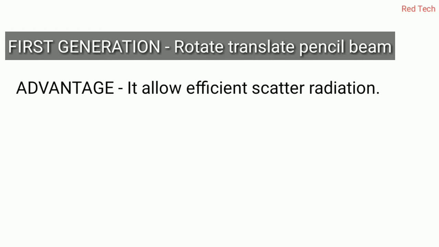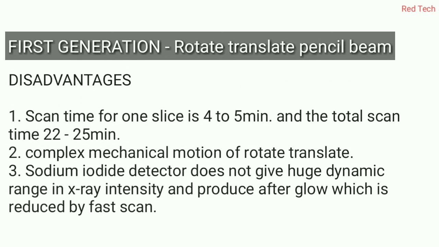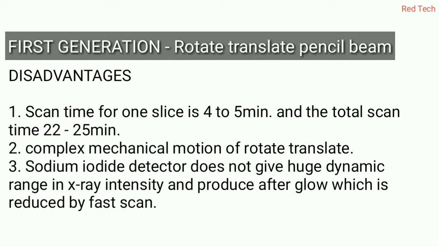It allows efficient scatter radiation control, meaning that having a narrow or pencil beam does not allow much scatter radiation. And now let's talk about the disadvantages.